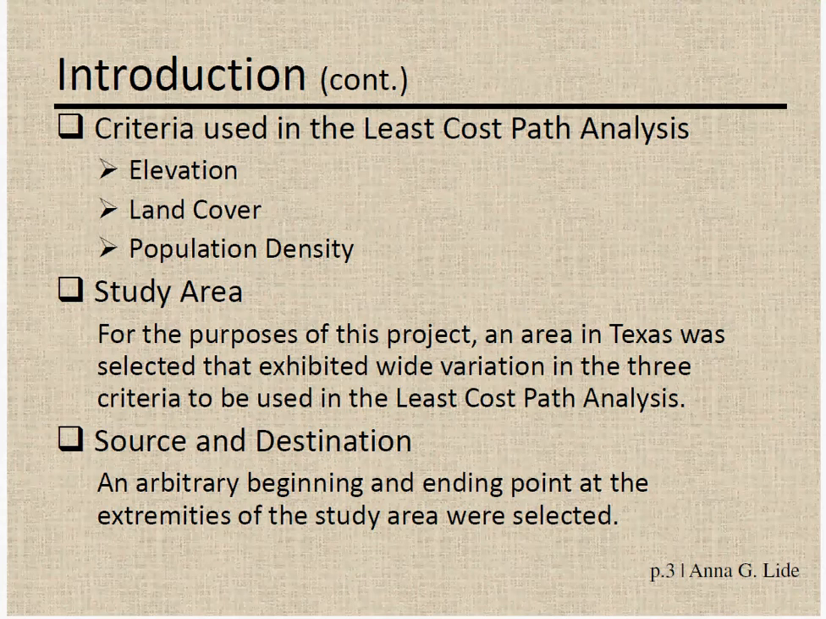The criteria used in the project will consider the elevation changes in the terrain, the land cover, and the population density. Since the project is about a hypothetical pipeline, the study area in the project is arbitrary. An area in Texas that exhibited variation in the three criteria was selected. The source and destination points for the route were selected at the extreme ends of the study area.